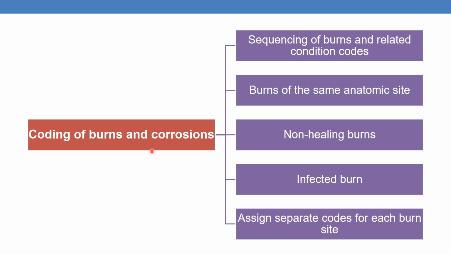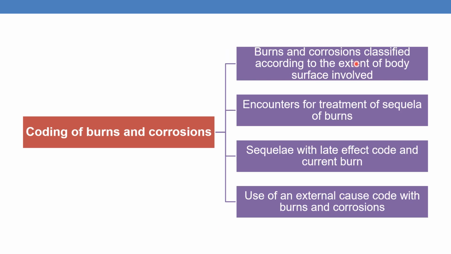Now coming to coding of burns and corrosions. It is again subcategorized into guidelines regarding the sequencing of burns and related condition codes, burns of the same anatomical site, non-healing burns, infected burns, and assigning separate codes for each burn site. Additionally, burns and corrosions are classified according to the extent of body surface area involved, encounter for treatment of sequela of burns, sequela with late effect code and current burn, and use of an external cause code with burns and corrosions.